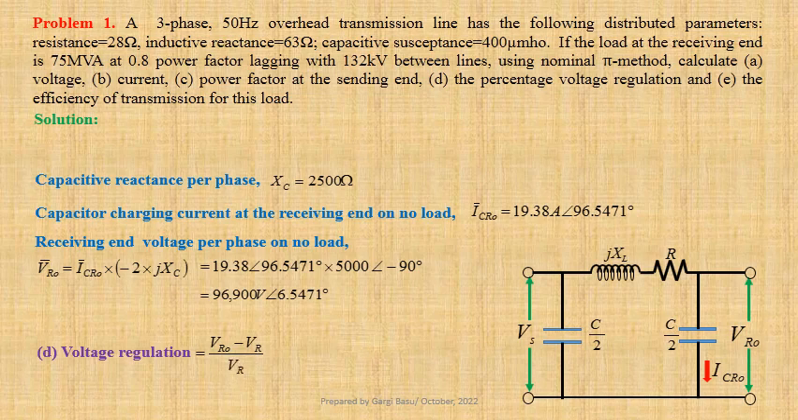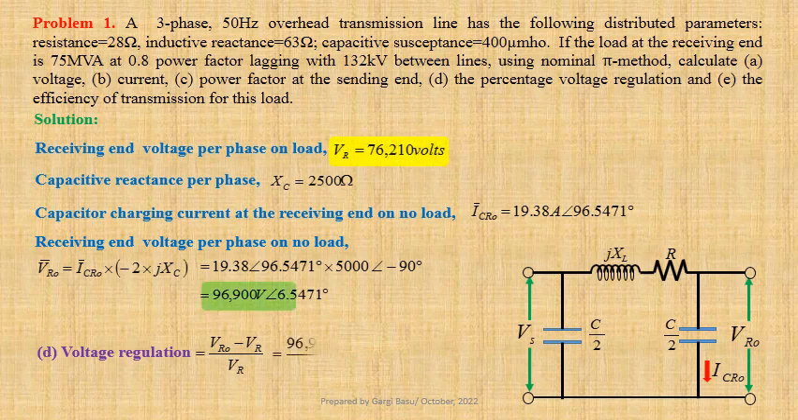We have computed receiving end voltage per phase on load VR equals to 76,210 volts. Therefore, voltage regulation equals to 96,900 minus 76,210 divided by 76,210. That gives us 0.2715 per unit or 27.15%.